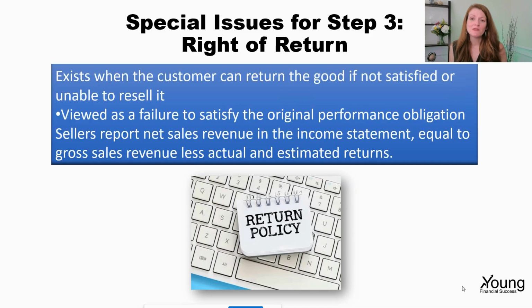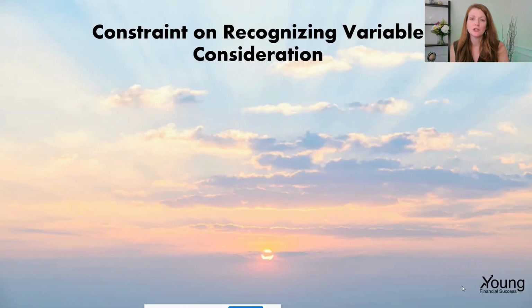So, this is viewed as a failure to satisfy the original performance obligation, so the sellers report net sales revenue in the income statement equal to gross sales revenue less the actual estimated returns. I don't know about you, but that doesn't translate well to me, just hearing things in paragraph form. So let's look at an example instead when it comes to the right of return.